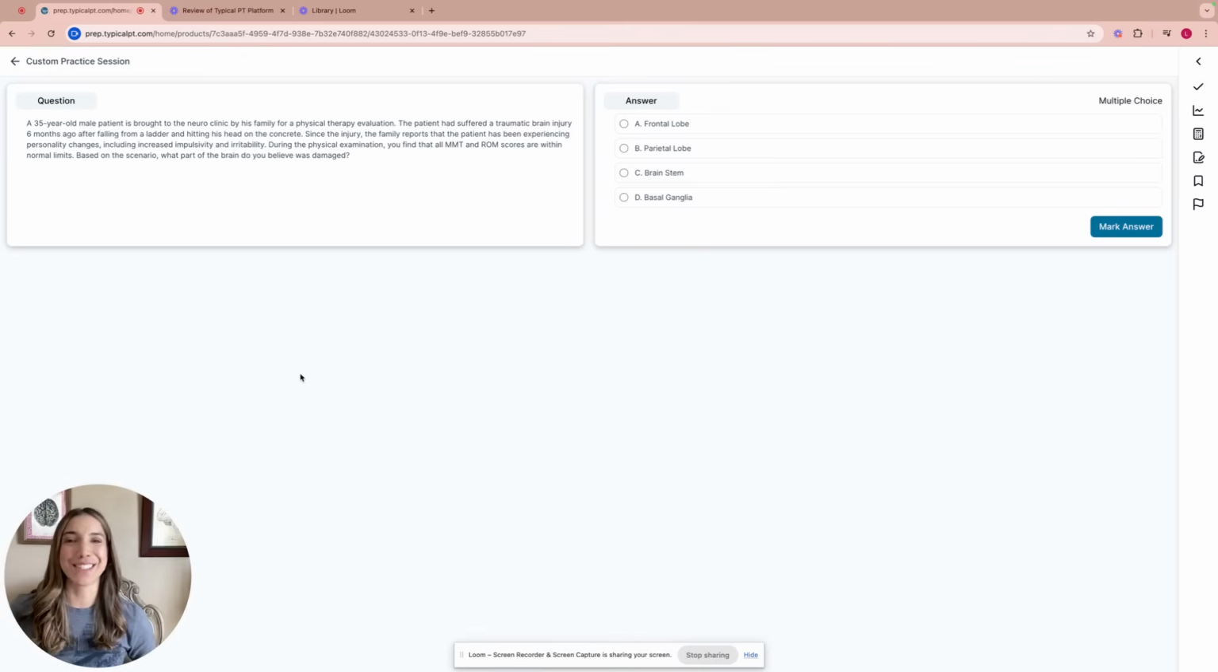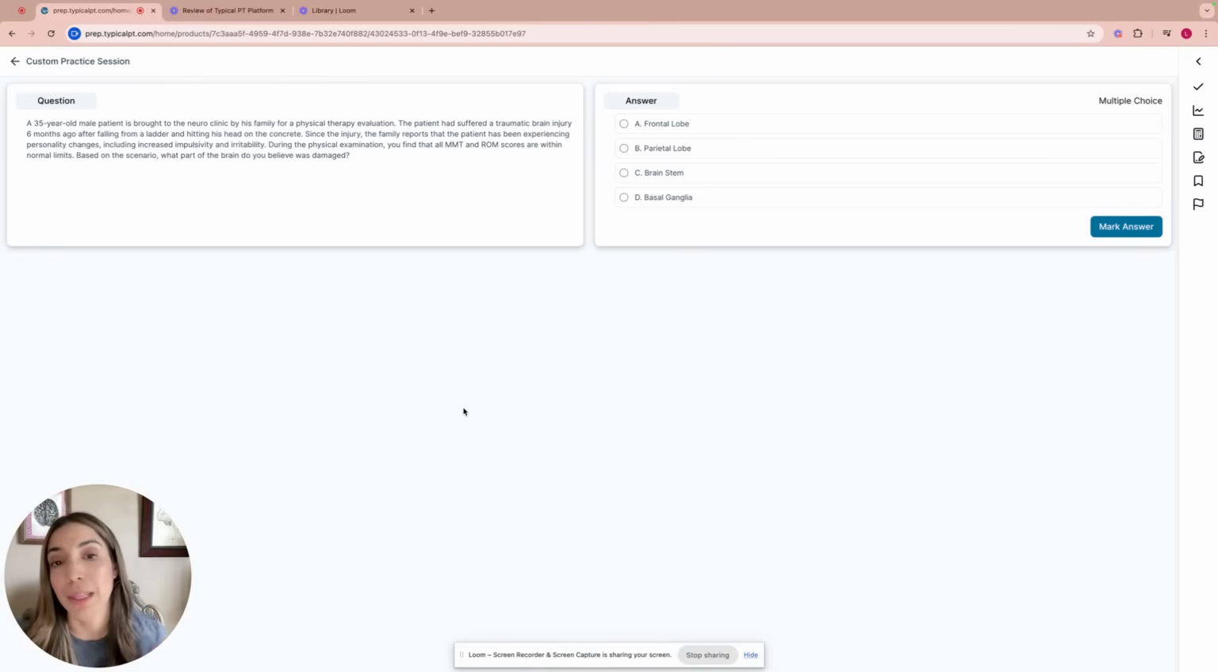All right, so take a moment and think about what I just read. If you are in front of a screen and you're able to see my screen, you'll be able to read or reread, and you're already looking at the answer choices. But if not, let me read them for you. Answer A, frontal lobe; answer B, parietal lobe; C, brainstem; and D, basal ganglia. Okay, so how do you answer this question?